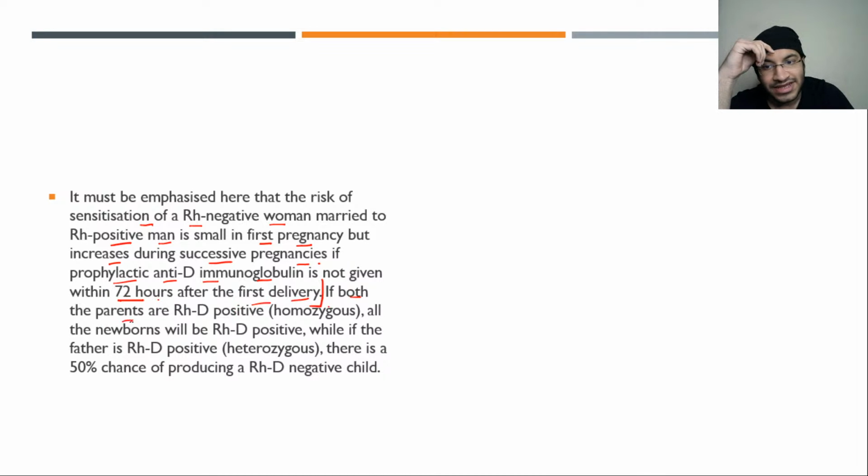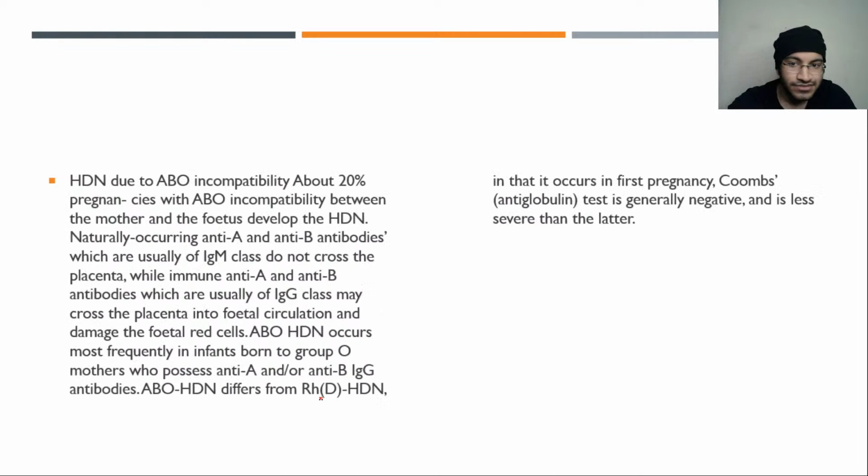If both the parents are RhD positive homozygous, all the newborn will be RhD positive. While if the father is RhD positive with a heterozygous genotype, there is a 50% chance of producing an RhD negative child.